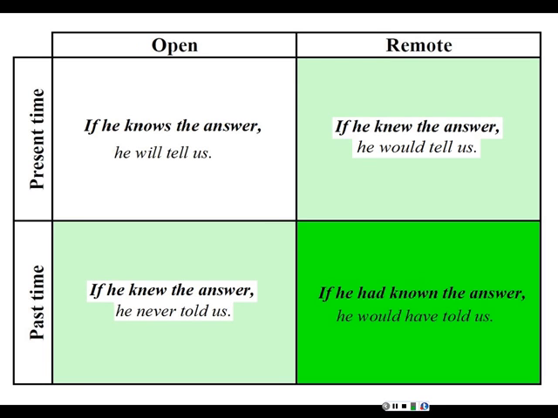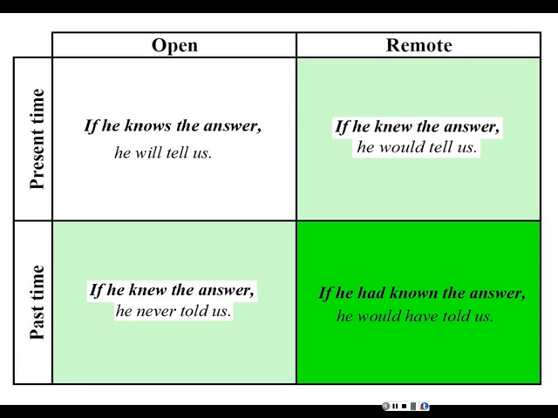Okay, so let's look at the top left corner here. A present time open conditional: If he knows the answer, he will tell us. So maybe he knows the answer, maybe he doesn't. It's open. Either possibility is possible. And if he knows the answer, he will tell us.